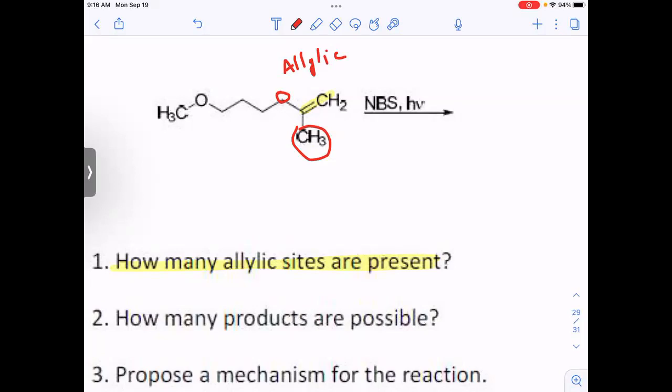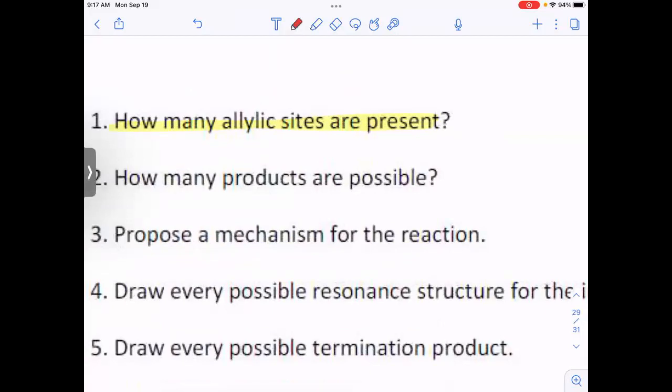Wouldn't it only be 1? Because it's only 1 double bond and 1 thing that's adjacent to the double bond. Well, we have 2 carbons circled though, right? We have a carbon right here that's circled, that's adjacent and attached to that double bond. And we have a carbon right here. All right, so there actually are 2 allylic sites. Thank you for your input.